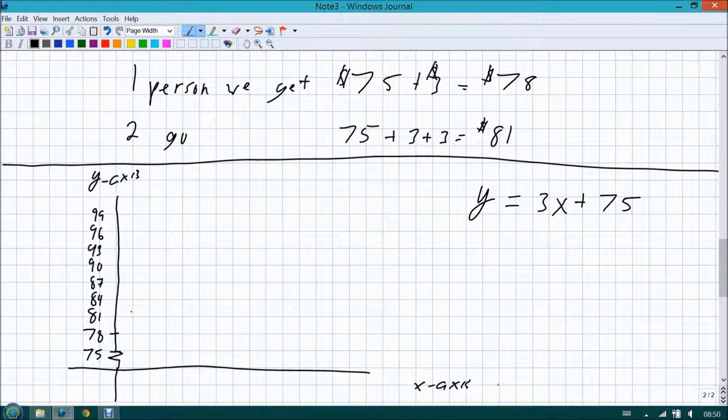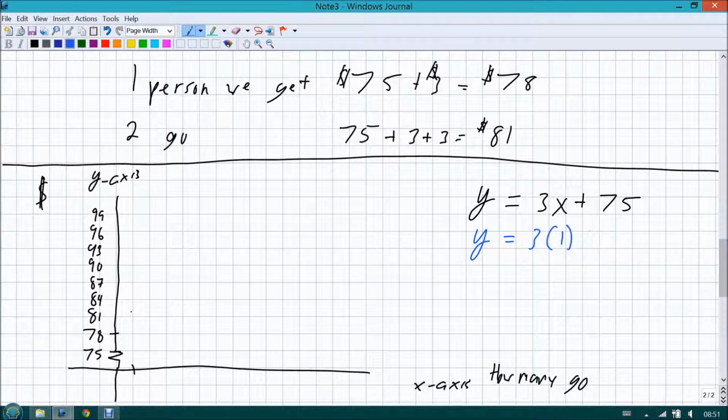The x-axis is going to represent how many go. The y-axis is going to represent how much money we make. So if only one person goes, how much money did we make? Well, if we look at our equation here, y is equal to 3 times the number of people that went plus 75. We already did this. This was 78. So I make a dot at the point 1, comma, 78.